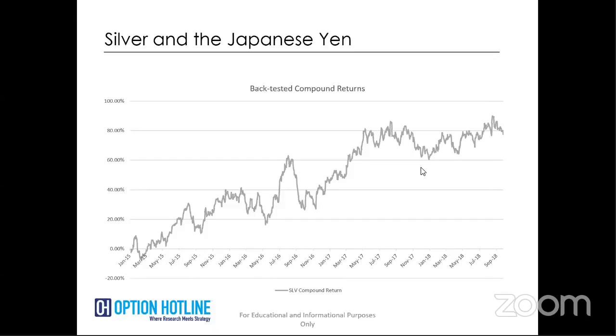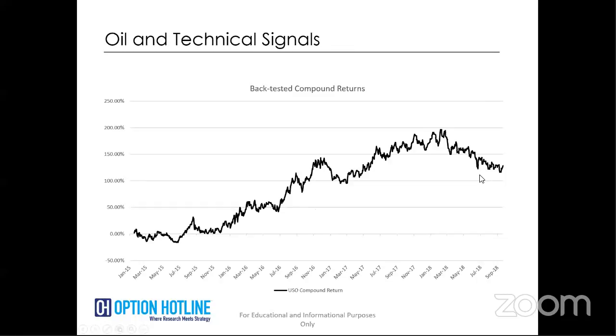So I'm using the Japanese yen to predict what's going to happen in precious metals. That works pretty well. How about in oil? So I have a proprietary technical signal. It's pretty simple. Uses moving averages. It has a really nice return profile as well.